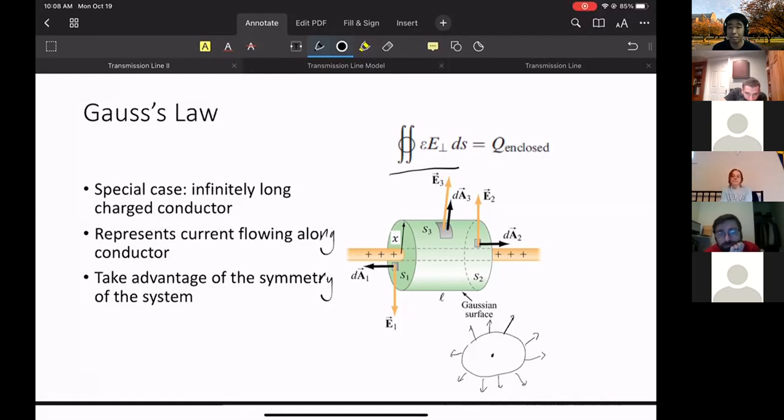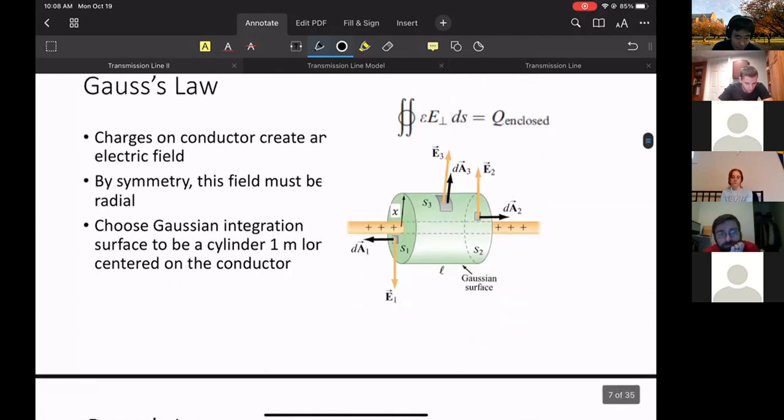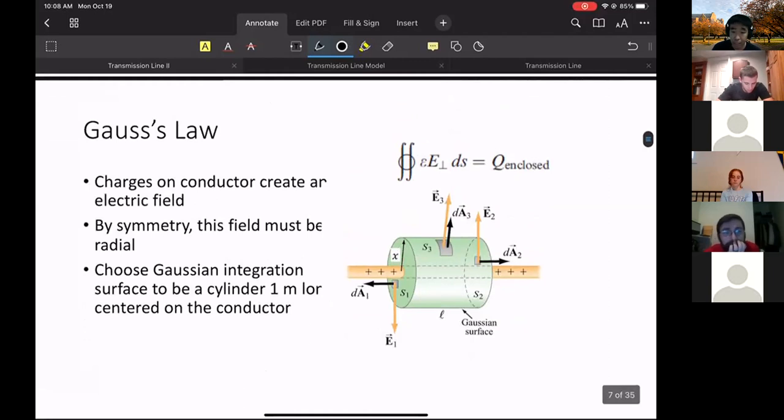So instead of looking at a three-dimensional thing, all we need to do is look along the radial direction, perpendicular to the conductor. We don't have to look at other directions. This is what the symmetry argument is. Basically, that's what this slide is saying. As charge on the conductor creates a field, by symmetry, this field must be radial.